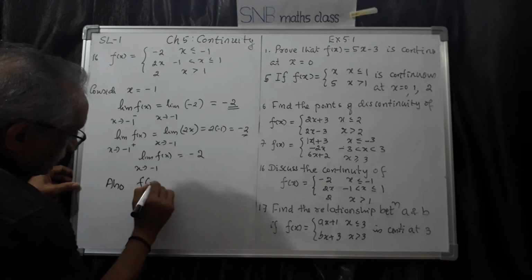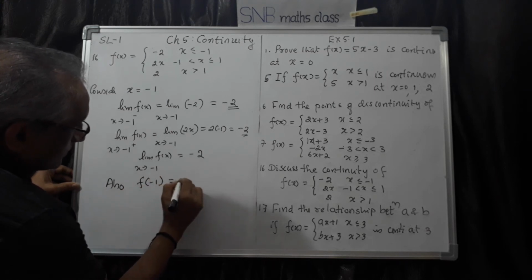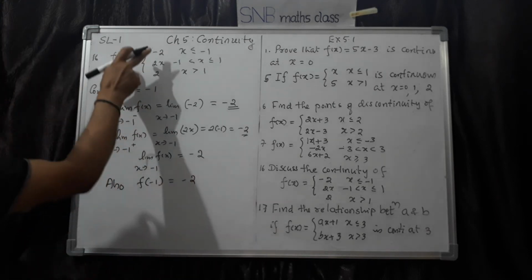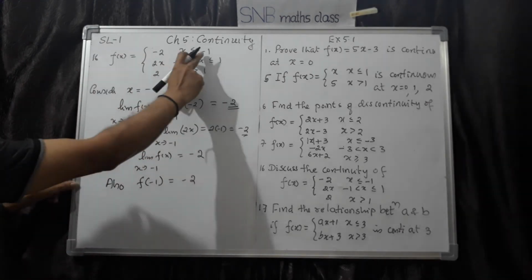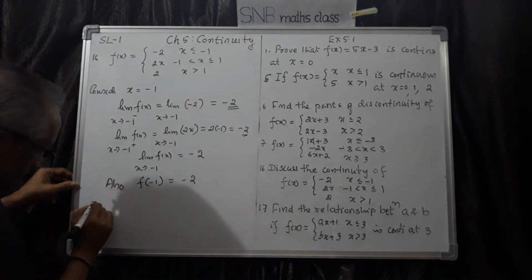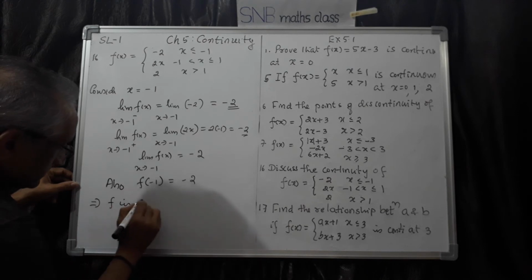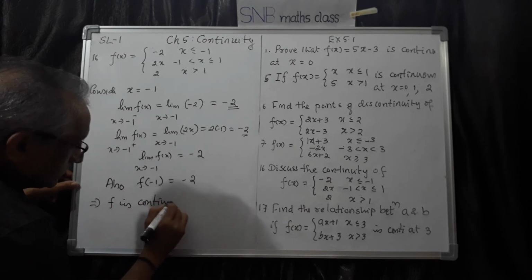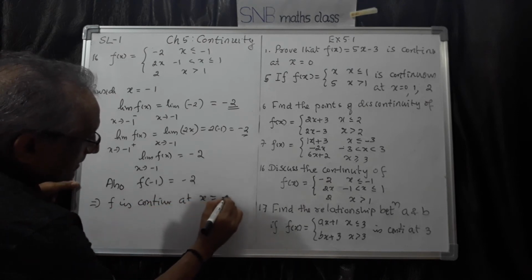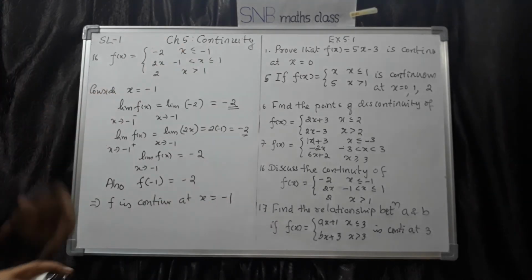Also f of minus 1 equals minus 2, from the function including minus 1. This implies f is continuous at x equals minus 1. So the first part is over.